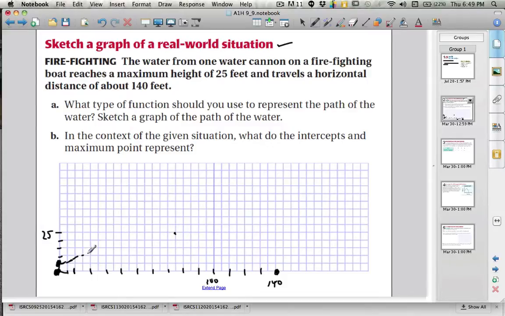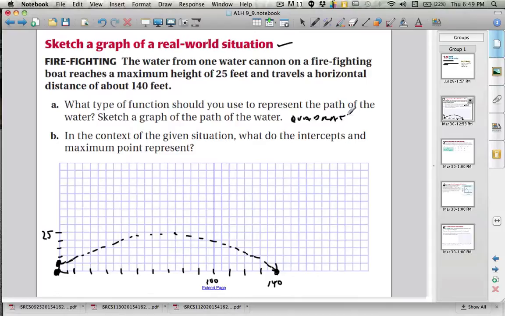So we know that the water's going to go in an arc. We know that gravity's going to pull the water back down. And this is going to be a quadratic function. This makes a parabola. So when we think about it, we're probably going to use a quadratic function.